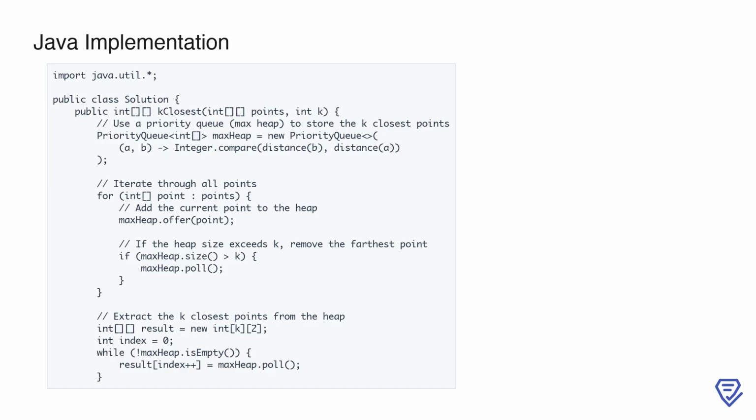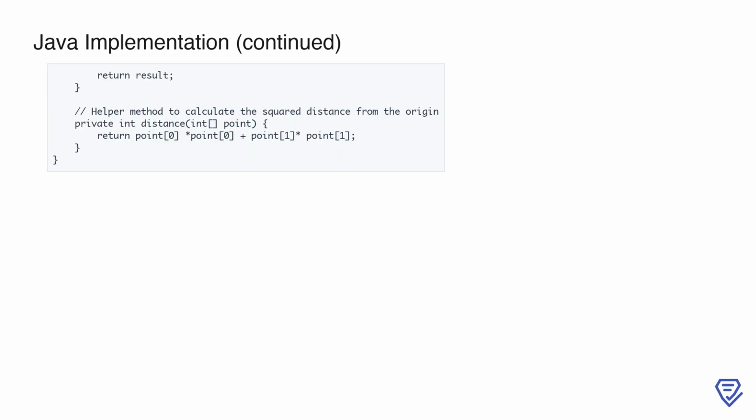We then iterate through each point in the input array. For every point, we add it to the heap using the offer method. If the heap size exceeds k, we remove the farthest point using poll, which ensures that the heap always contains only the k closest points. This process ensures that our heap dynamically maintains the required size while processing all points. Once all points have been processed, we extract the k closest points from the heap into a result array.